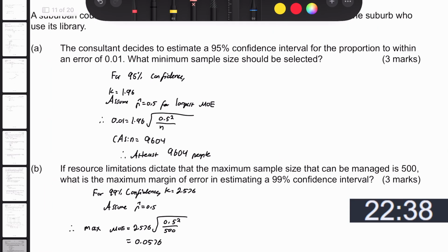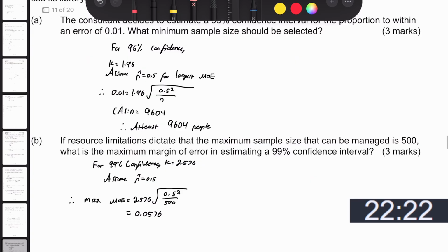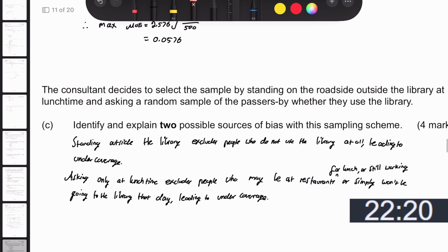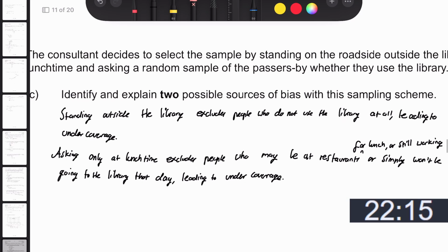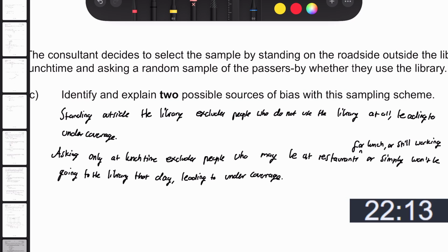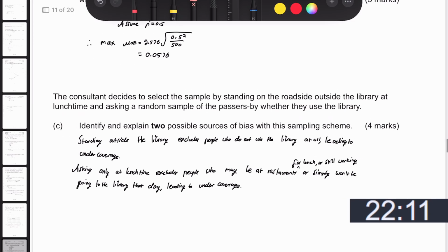And what is the maximum margin of error in estimating a 99% confidence interval? So 2.576 times the square root of 0.5 squared over 500, that's 0.0576. Surveying at the library excludes people who do not use the library at all, leading to undercoverage. Asking only at lunchtime excludes people who may be at a restaurant for lunch or still working, or simply won't be going to the library that day, leading to undercoverage.